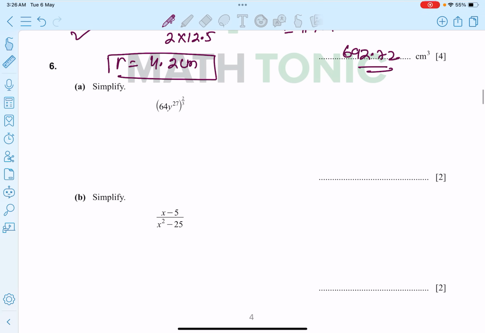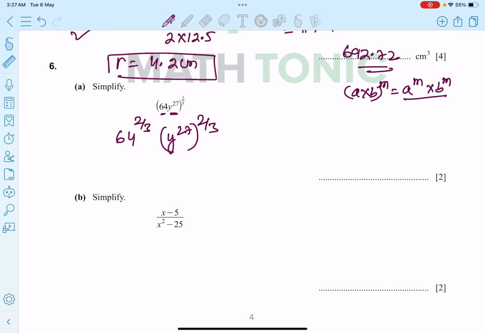Okay, question number 6a. So question number 6a is about indices. So I hope you know the law of indices that a times b power m, if I expand this, it becomes a power m times b power m. This is the law of indices, right? So now we have 64 y power 27. If I try to expand this, it will be 64 power 2 over 3, and y power 27 power 2 over 3 as well, right?